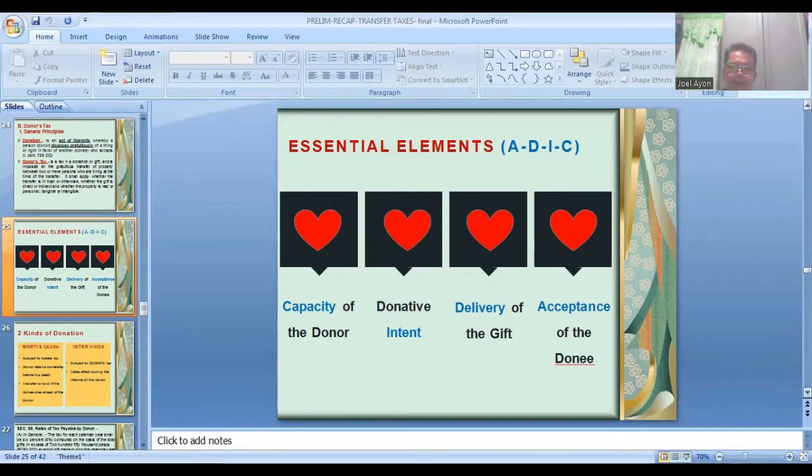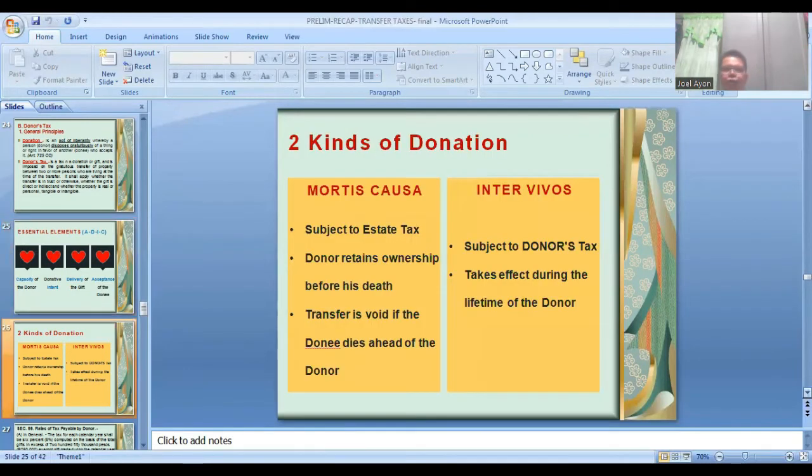Donation inter vivos, rather. Okay. All right, so let's proceed. Moving forward, again, there are two kinds of donation. We have here the mortis causa, and also we have the inter vivos.